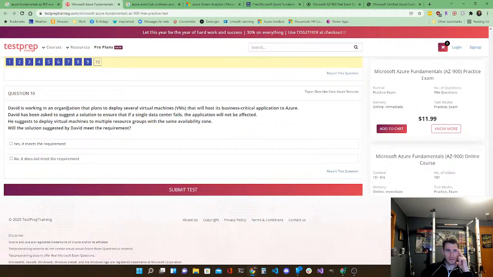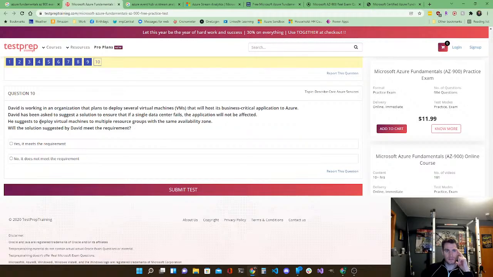David is working in an organization that plans to deploy several virtual machines that will host its business critical application to Azure. David has been asked to suggest a solution to ensure that if a single data center fails, the application will not be affected.